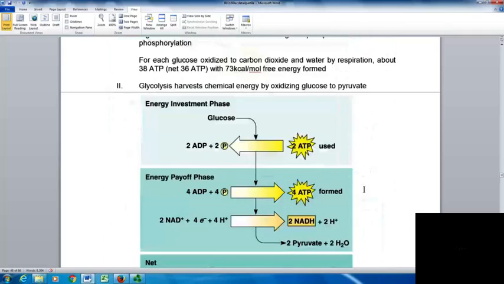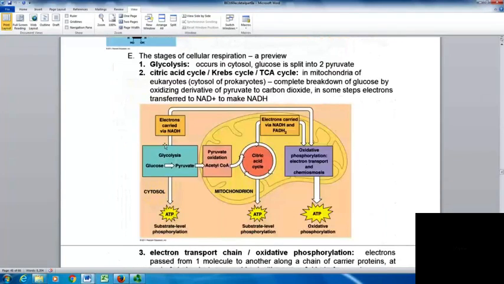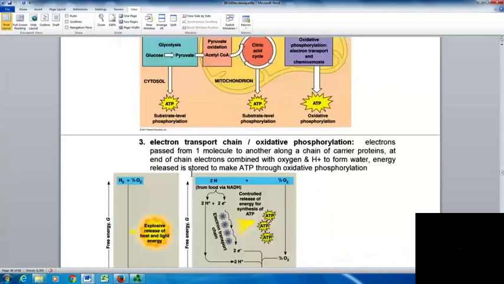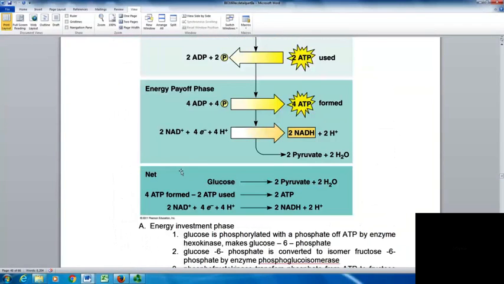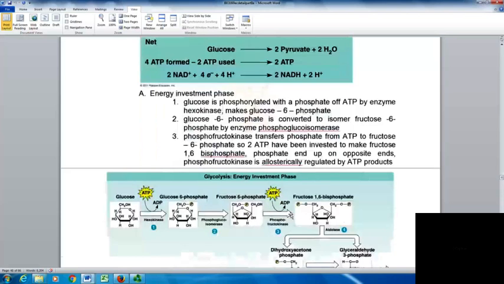So just to come back and see where you came from, this is glycolysis that we just talked about, where glucose is converted to pyruvate. This is your summary of what you got here. Glucose made 2 pyruvates and 2 waters, a net gain of 2 ATP, and 2 NADHs released from the reaction.